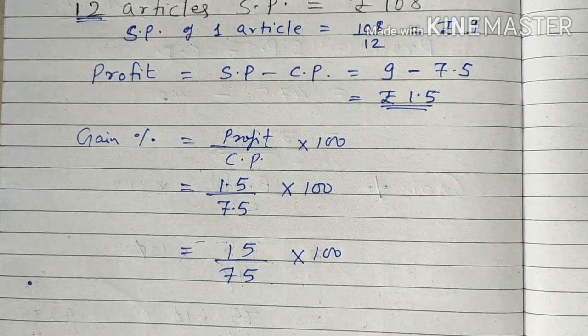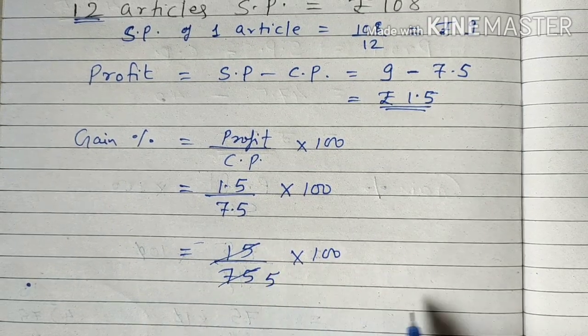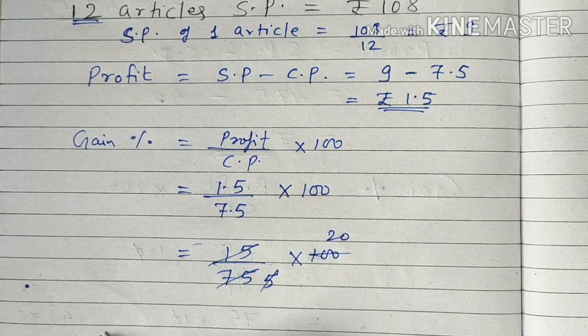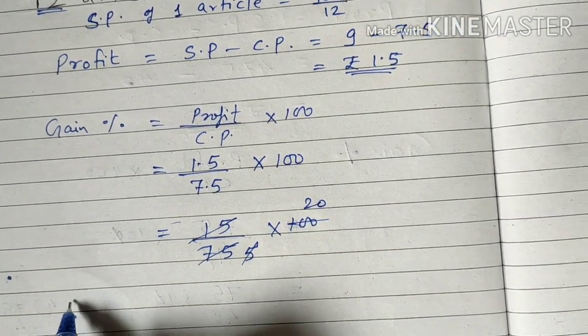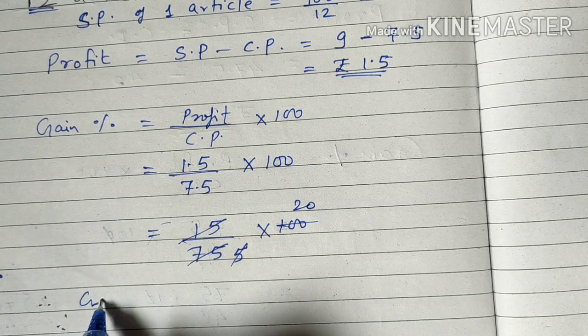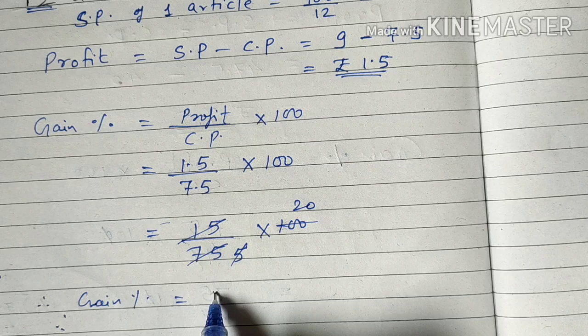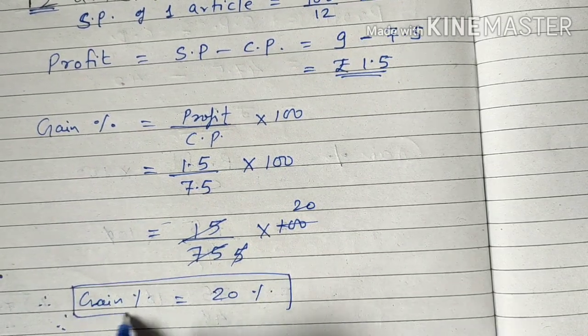Correct? 15 ones are 15. 15 fives are 75. 5 ones are 5. 5 20s are 100. So therefore, what we can write at the end? Therefore, gain percent is 20%. This is the answer for our first question. Got it?